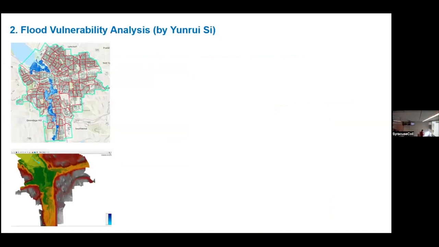The second one is the vulnerability analysis about flood events. In the past, we simulated one flood event, assuming Syracuse has a 500 year flood event, a very extreme event. We have never had that yet. The highest event is probably near a 100 year event, just to give you the idea. So this is a really extreme event, and this is the result we got. You can see this simulation gives you the sense of how the inundation process happens. So this gives us the areas that will be inundated in the city of Syracuse during this event.